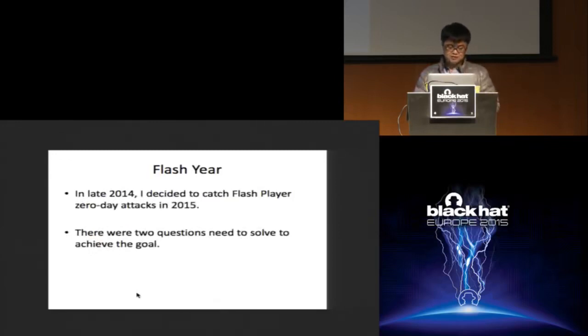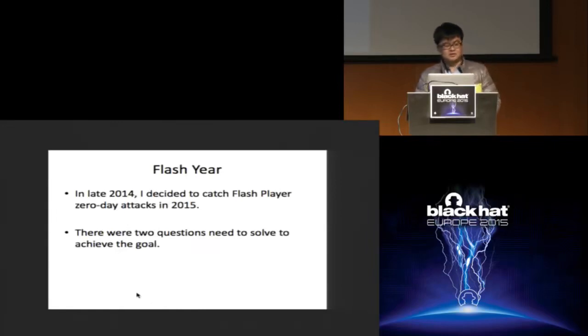So in this situation, after Microsoft introduced the isolated heap and memory protector in late 2014, I guessed that Flash Player would be the most popular target in 2015. So I decided to do something to catch Flash Player zero-day attacks in 2015.